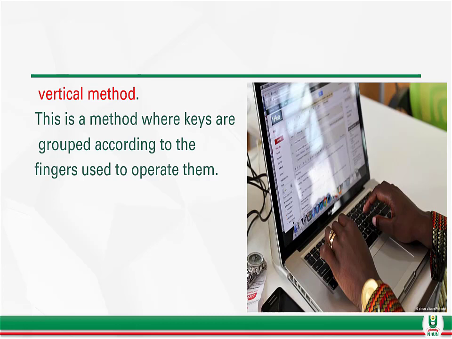Why is this one already grouped? The fingers are not on the same line because they are already grouped for typing. So this is a method where the keys are grouped according to the fingers used to operate them. Each finger has its own operation, so the keys have been grouped according to the finger used to operate them.